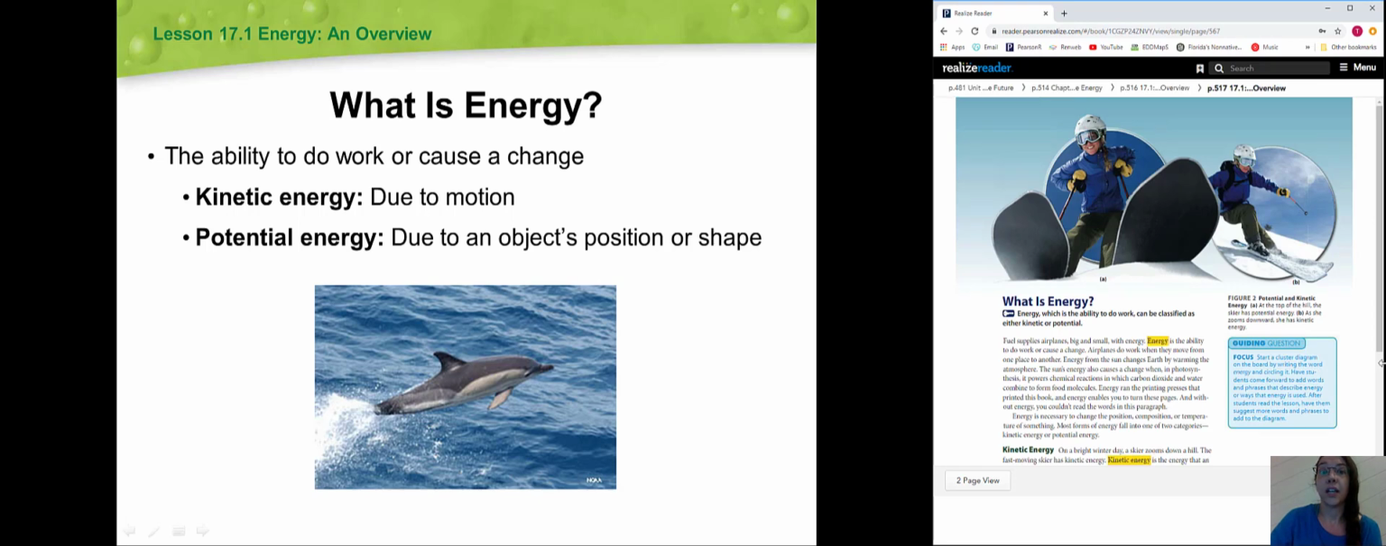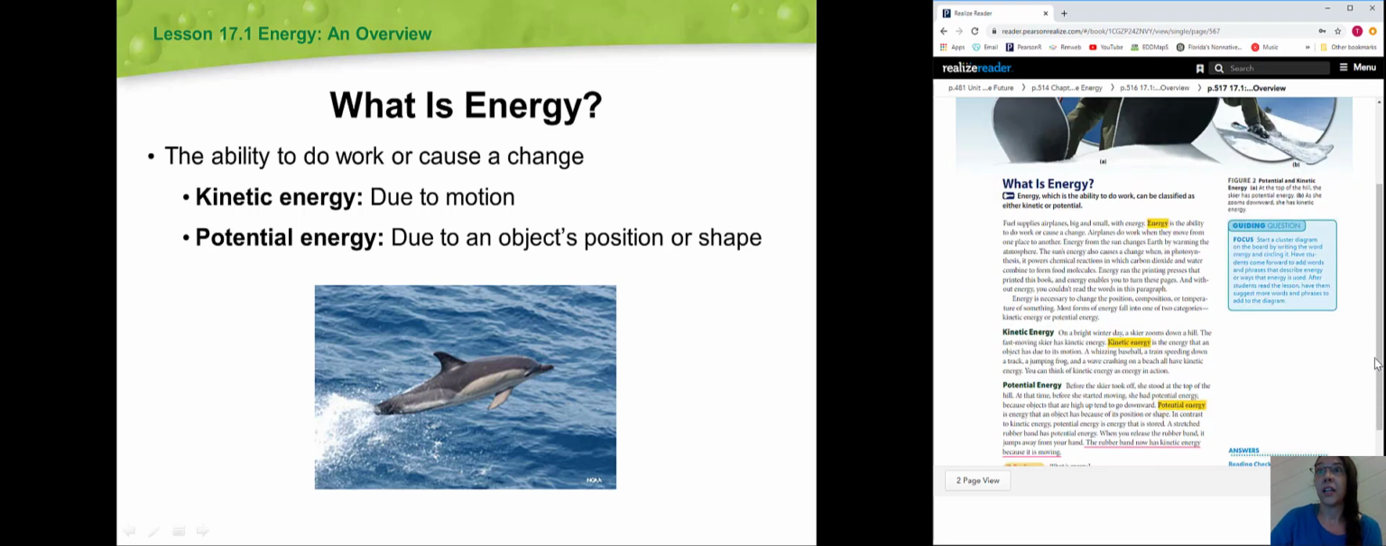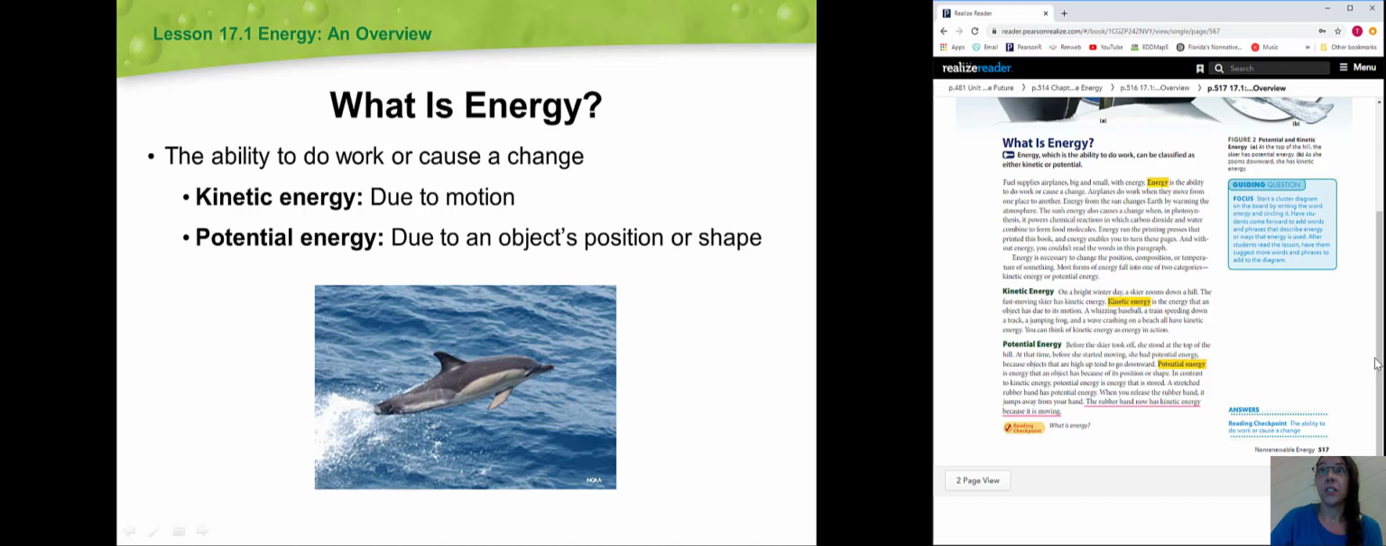So what is energy? Fuel supplies airplanes, big and small, with energy. Energy is the ability to do work or cause a change. Airplanes do work when they move from one place to another. Energy from the sun changes Earth by warming the atmosphere. The sun's energy also causes a change when in photosynthesis, it powers chemical reactions in which carbon dioxide and water combine to form food molecules.